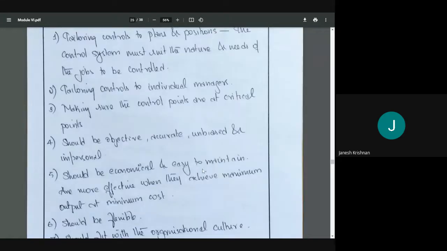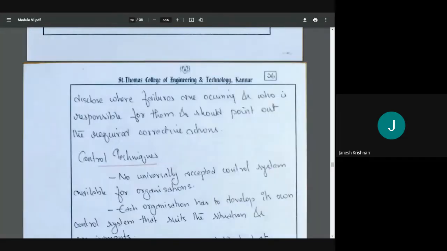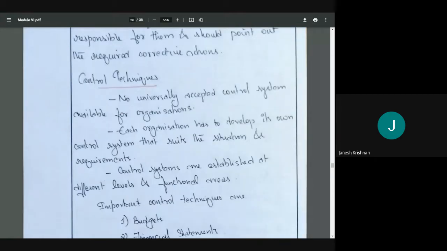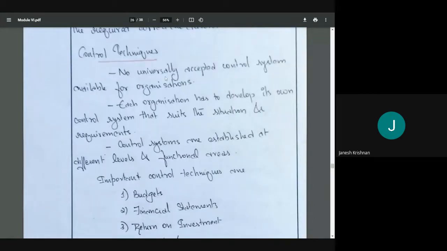The next thing is, we have been saying that there is a control system and we have to do controlling. Now, how are we going to do this? We have six control techniques. As we have been saying, there is no universally accepted control system for organizations. So each organization has to develop its own control system that will suit its situation and requirements, one that will be well versed for that particular organization and situation, right?